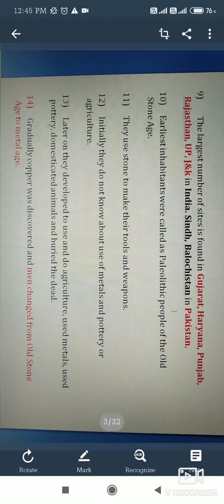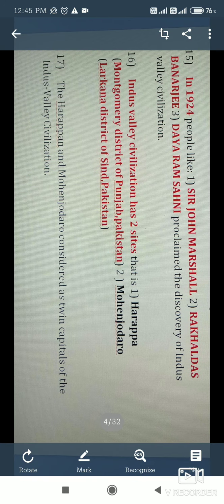So before that, copper was not discovered. When copper was discovered, people gradually used copper. They are using copper with other metals, and they are making weapons and other tools. So now we'll go for point 15.